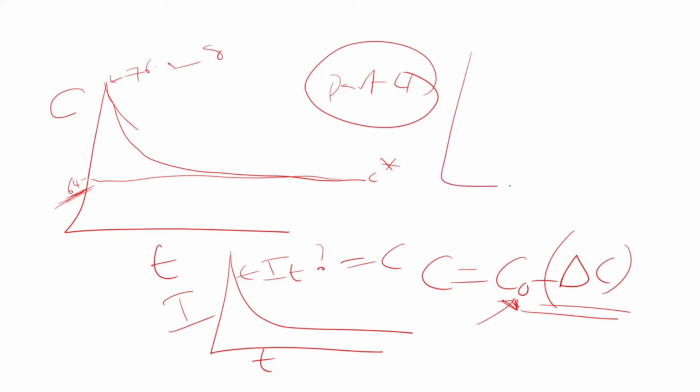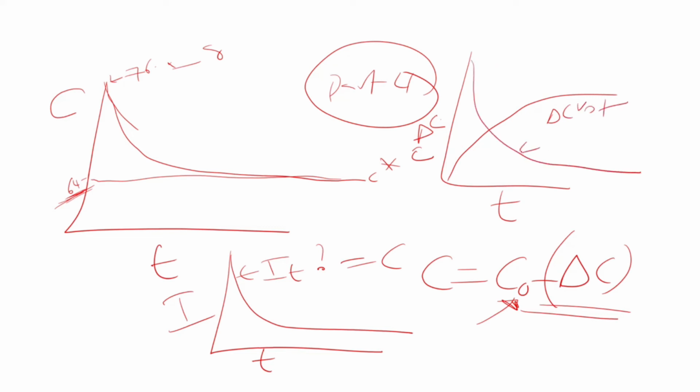From that you can calculate delta C, and from delta C we can calculate your C value. So if you plot, delta C versus time will be like this, and your concentration, C versus time, will be like this. Both these equations I used myself in the lab.